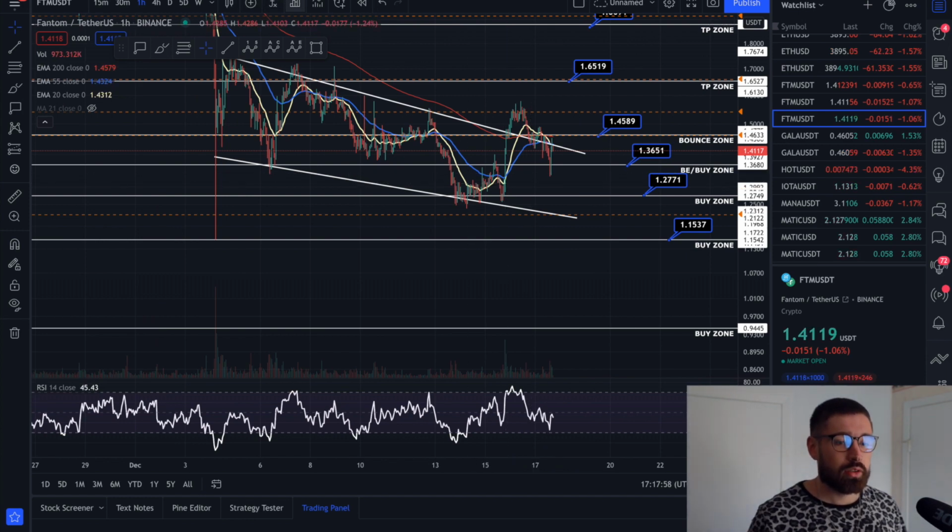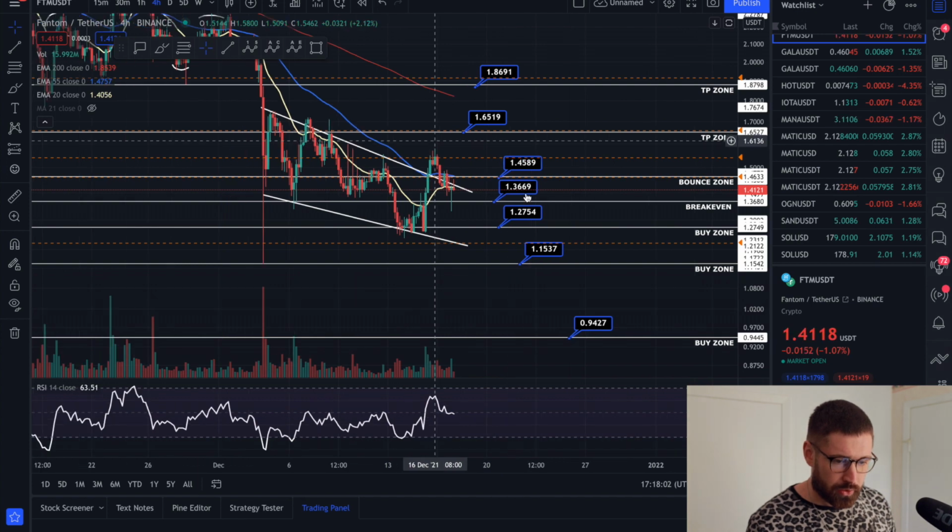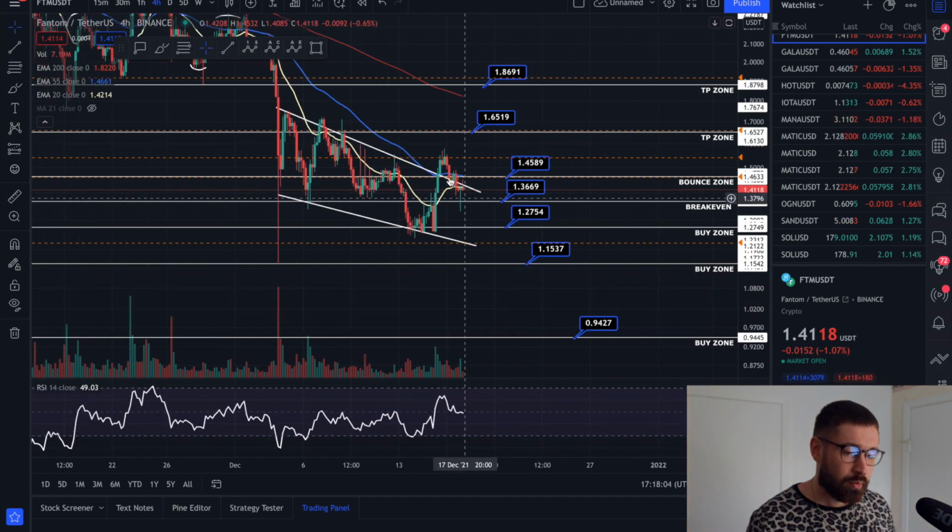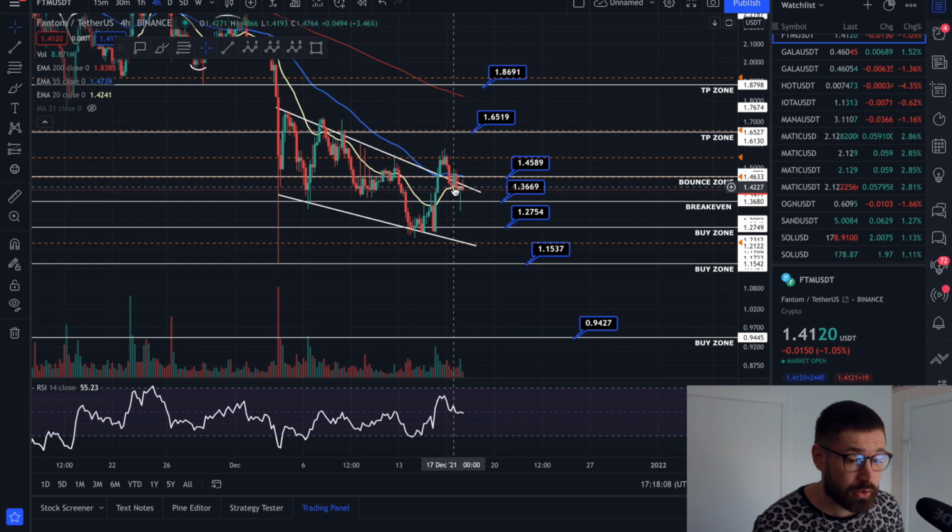All right, guys, so just a little bit of strategy here. So let's jump over to the 4-hour time frame. So we can see here on the 4-hour, we came up. We weren't able to hold the EMAs as support. Currently, we're finding a little bit of resistance on the 20.